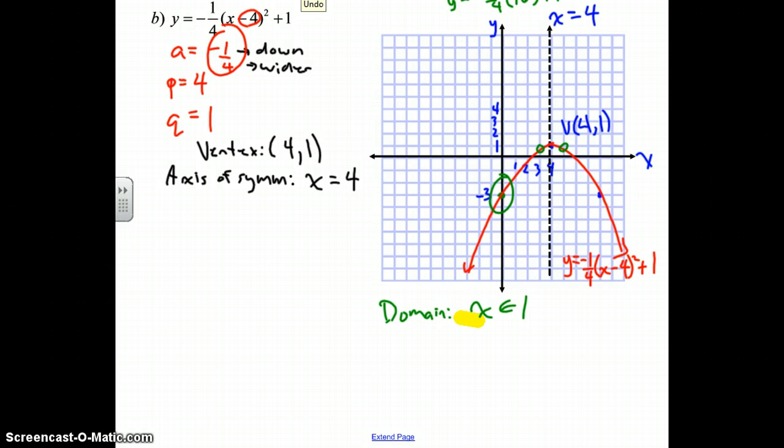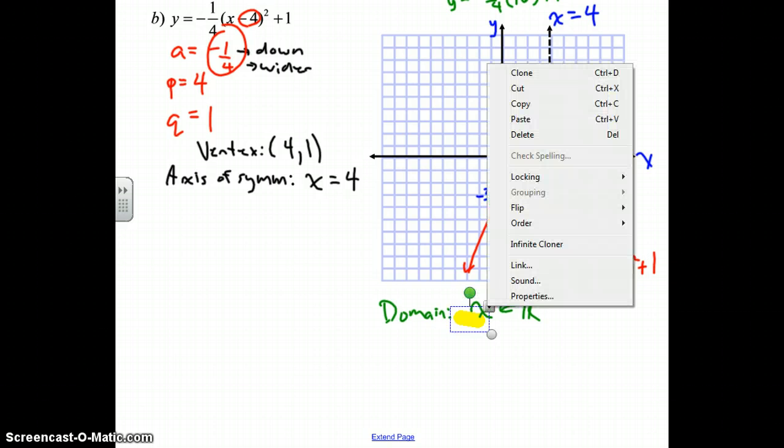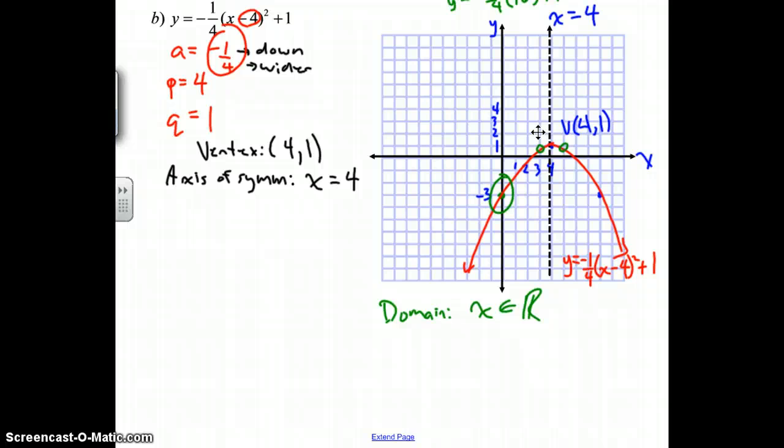So the domain is x is an element of the real numbers, basically meaning there is going to be some parabola everywhere. We could say x is negative 1,000,000, and there is going to be parabola there. x is positive 300,000, and there will be parabola there. So x is an element of all the reals.